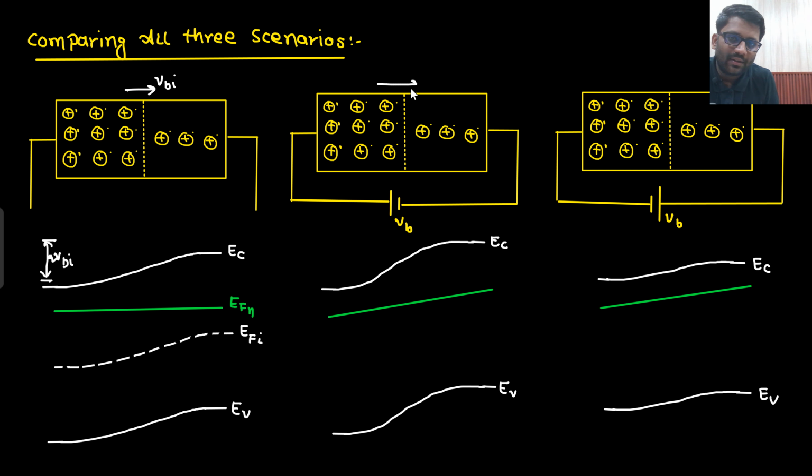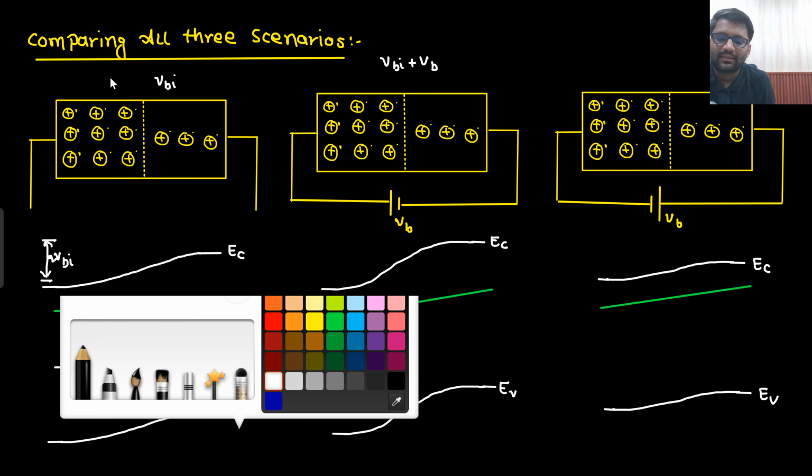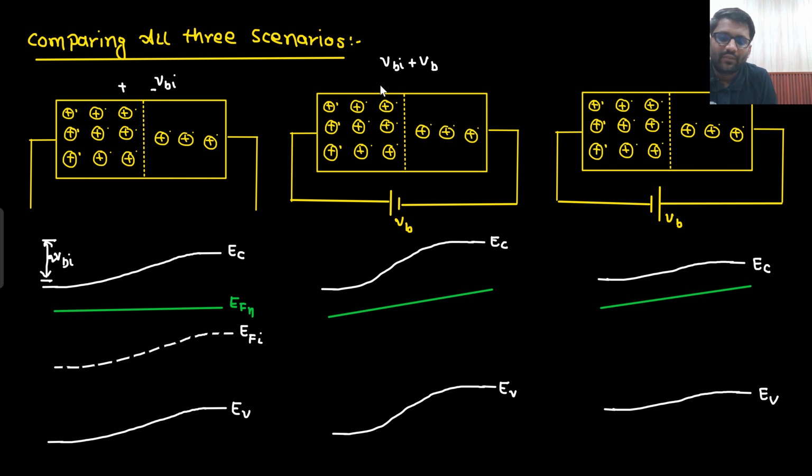Here what really happened? Sir, VBI plus VB. Again, an arrow sign should not be made. Better would be I should represent it by plus minus, right? Because the arrow sign we make for electric field. For the potential, we always make plus minus sign. Here what really happened? Sir, VBI was there, but it was opposing each other. So this was the scenario of QVBI. Now this has become QVBI minus VB.